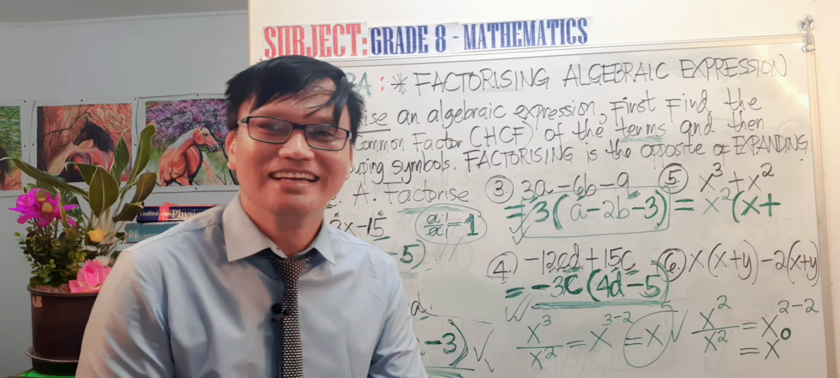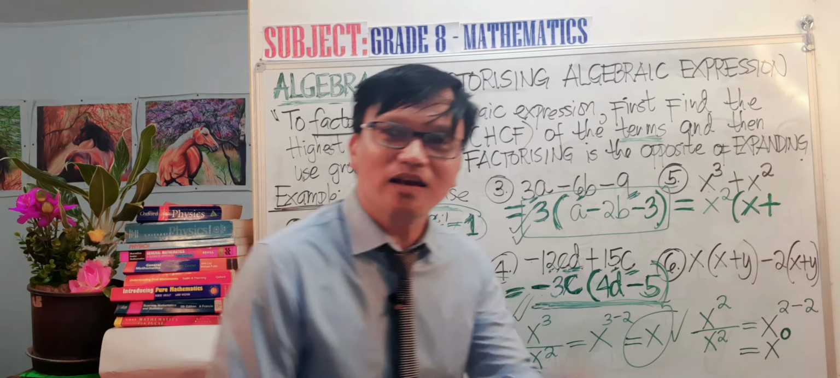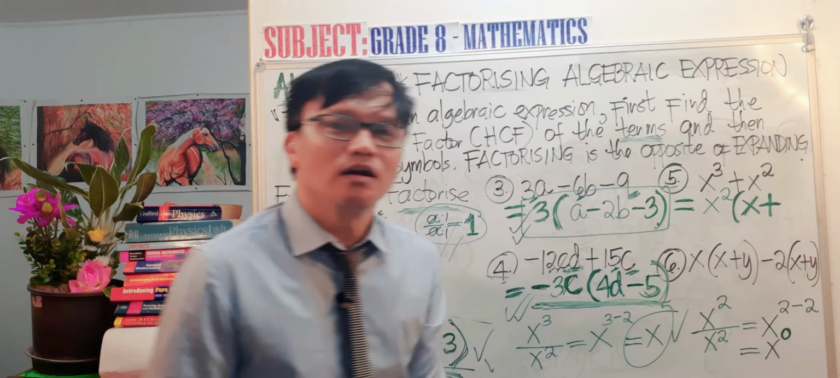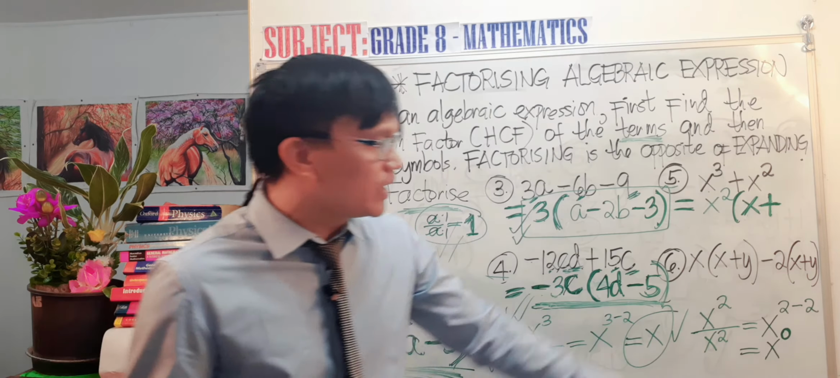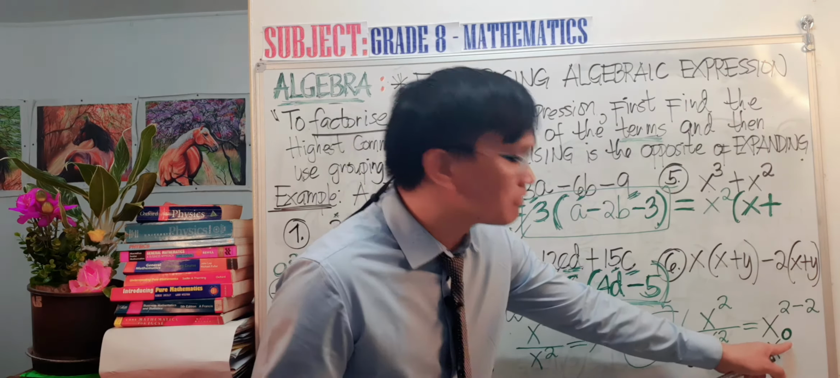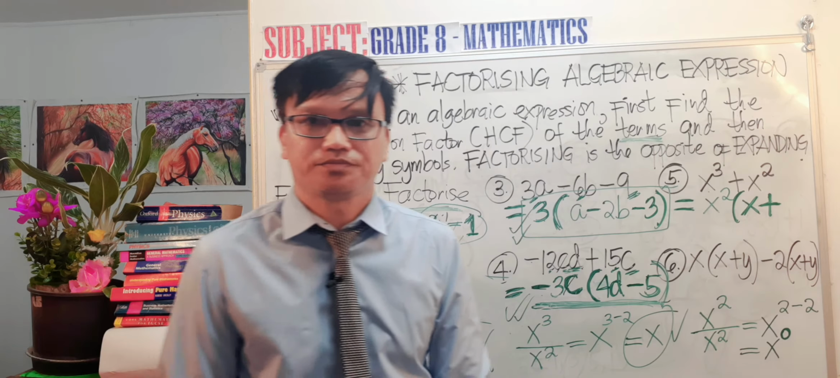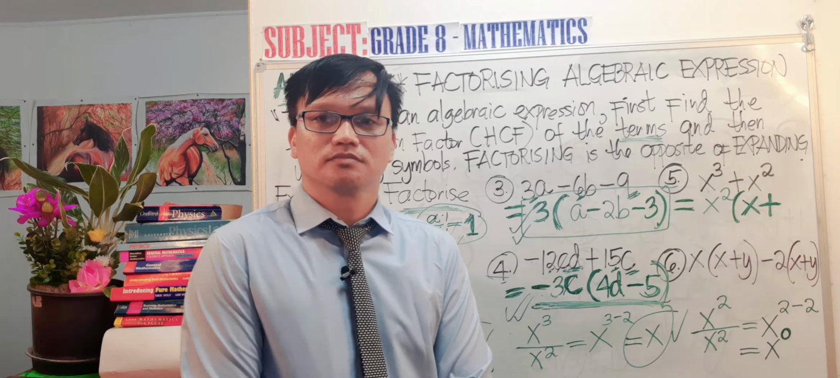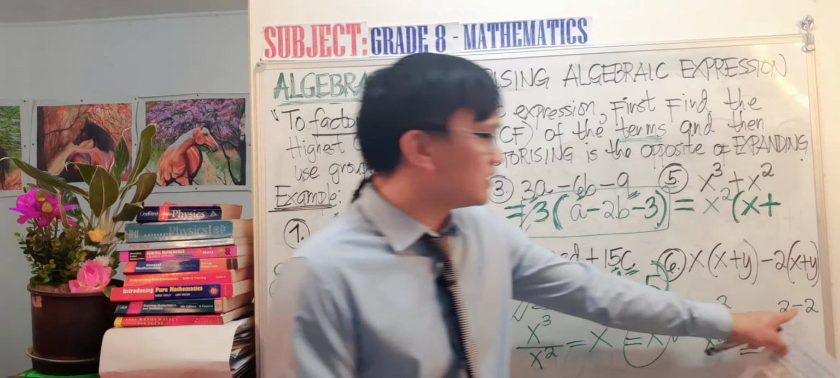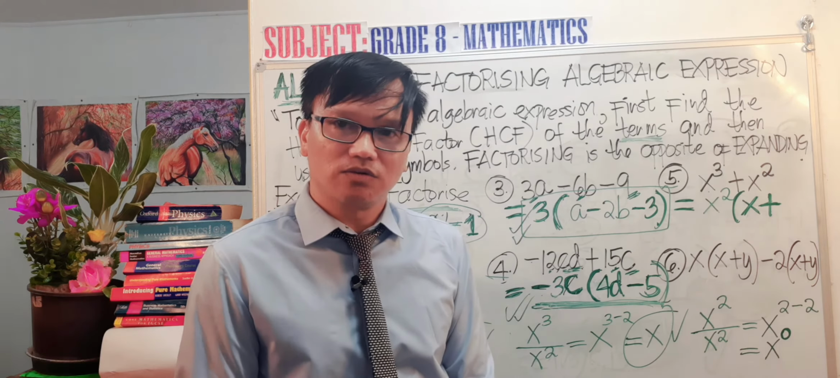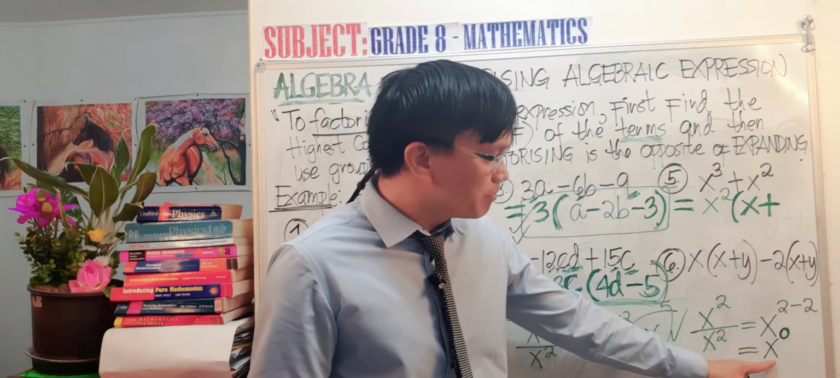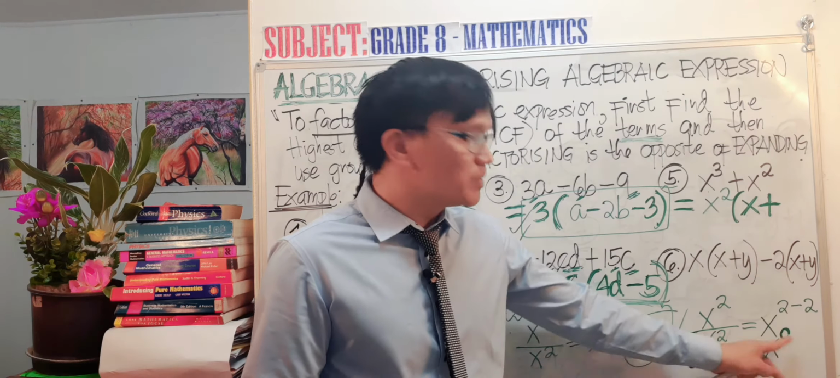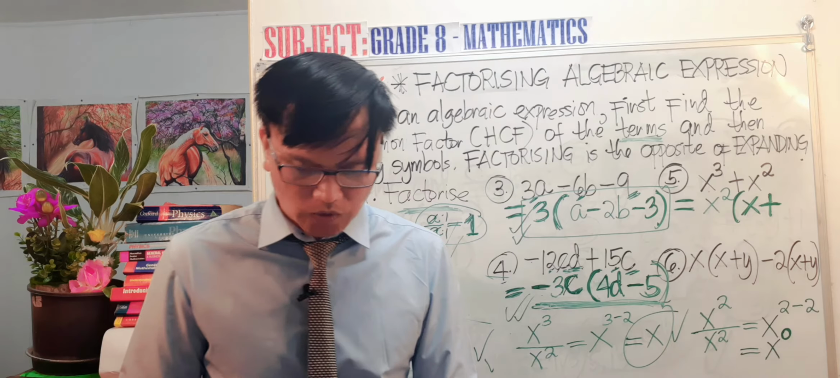Okay, anyway, all right. My question is, what is the value when a base is being raised to a power of 0? Because 2 minus 2 equals 0. And what is the value when the base x is being raised to the power of 0?